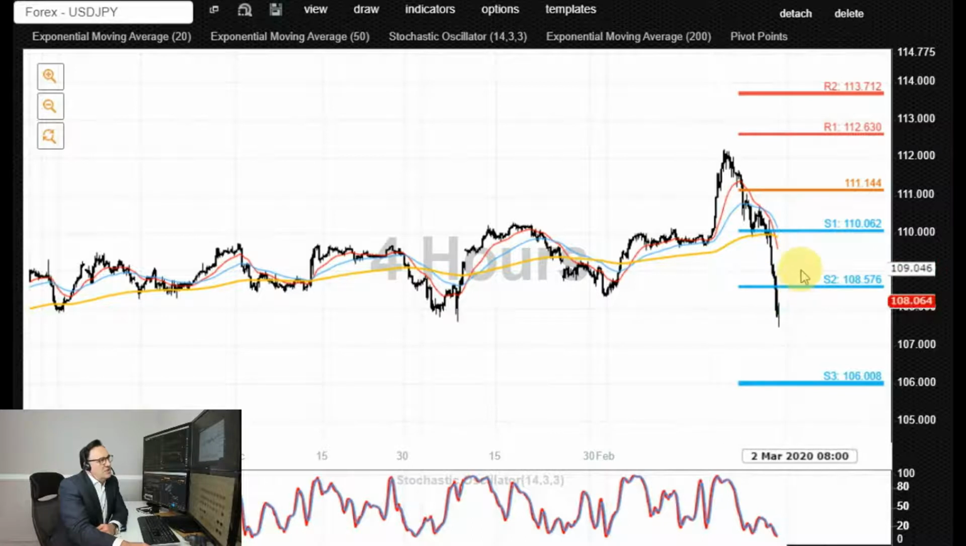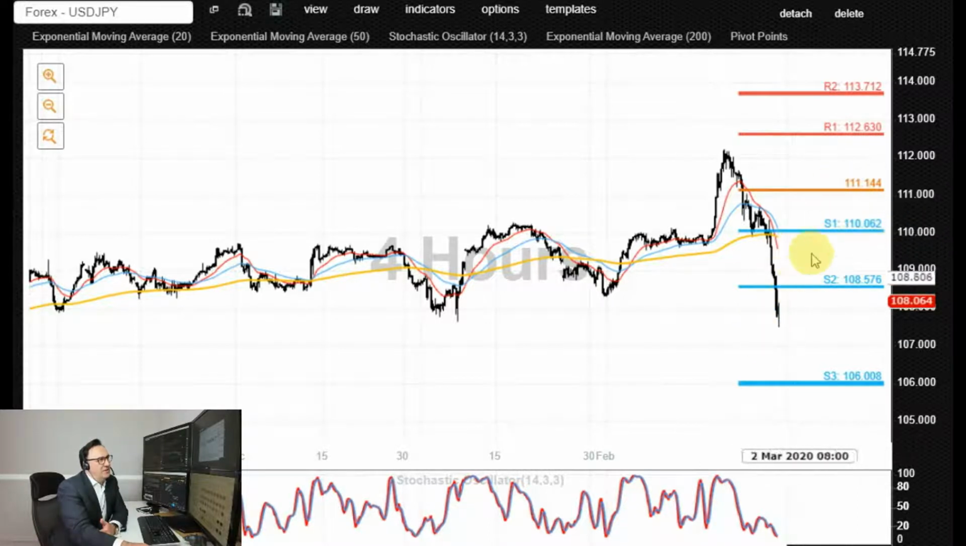This is resistance to the upside. If we see an oversold rally from the current lows into 109 and a rejection from that level, that would open the way for a deeper corrective move to the downside, potentially targeting 107, 106, possibly even 105 to the downside.